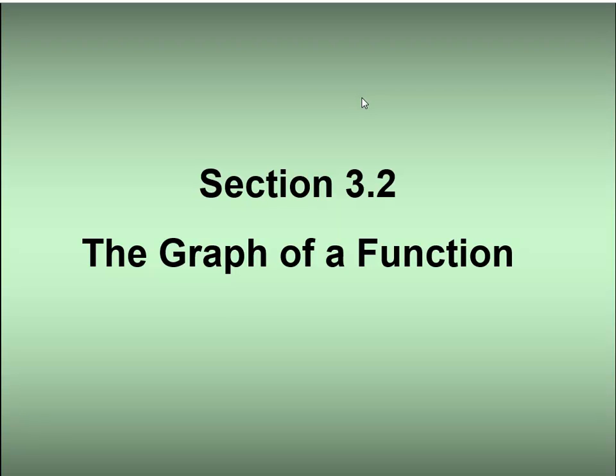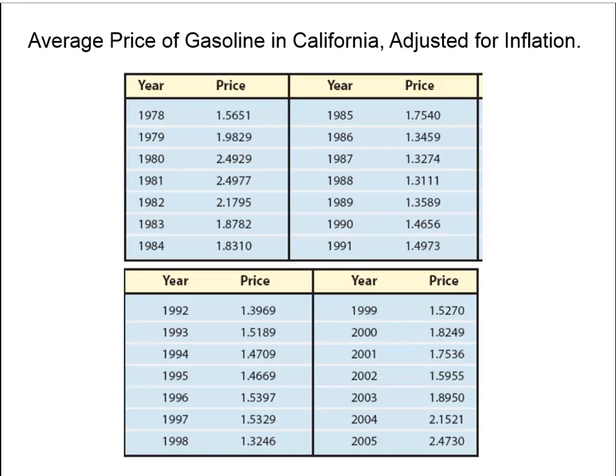In this section, you're going to notice that the author focuses a great deal on the graph of the function and really reading information from the graph. Let's take a look at a couple examples together. First, we're going to look at a table of data, like ordered pairs on a graph. This data is the average price of gasoline in California for each year, starting in 1978 and ending in 2005.